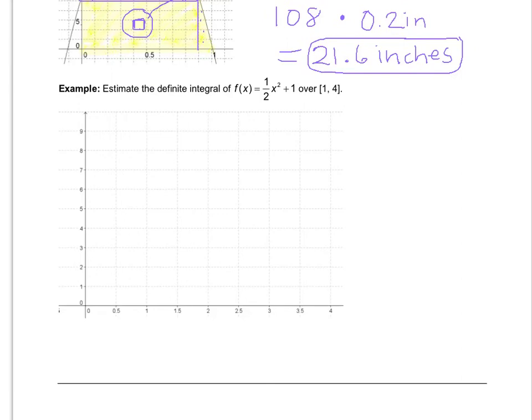So take a look at the second example. Estimate the definite integral, so we are estimating area under the curve, of the function f of x equals 1/2 x squared plus 1. Our starting x value is 1, our ending value is 4.